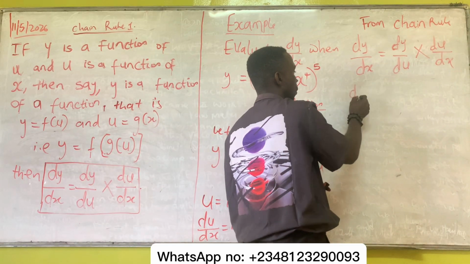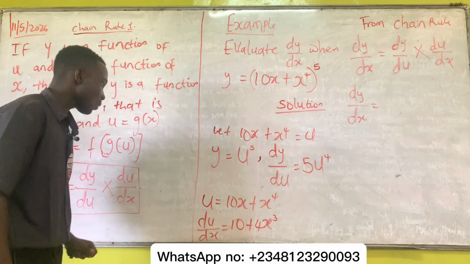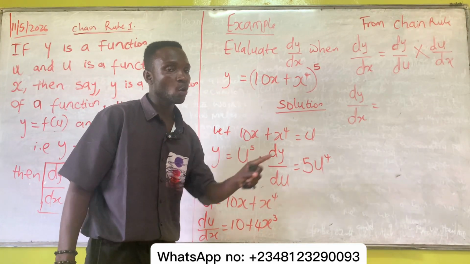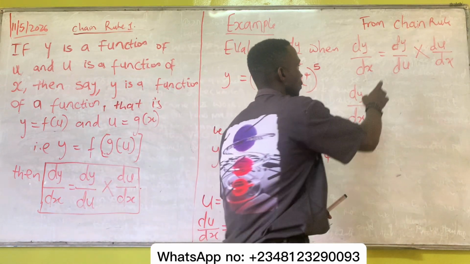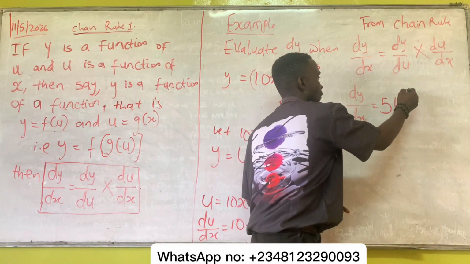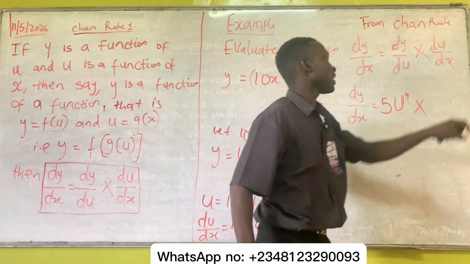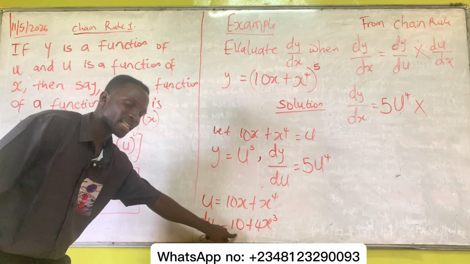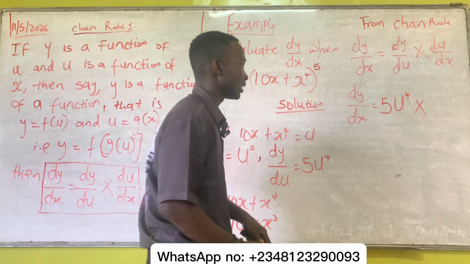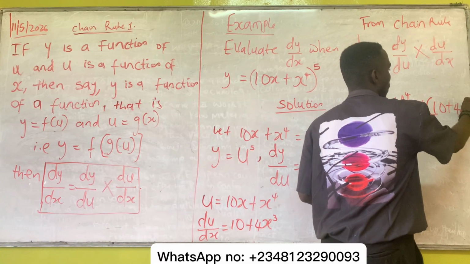That is the case, our dy over dx will now be equal to our dy du. What is our dy du? Our dy du is equal to 5u to the power of 4. So therefore, in place of dy du, you put 5u raised to the power of 4 multiplied by du dx. In place of du dx, now what is our du dx? Our du dx is 10 plus 4x cubed. 10 plus 4x raised to the power of 3.